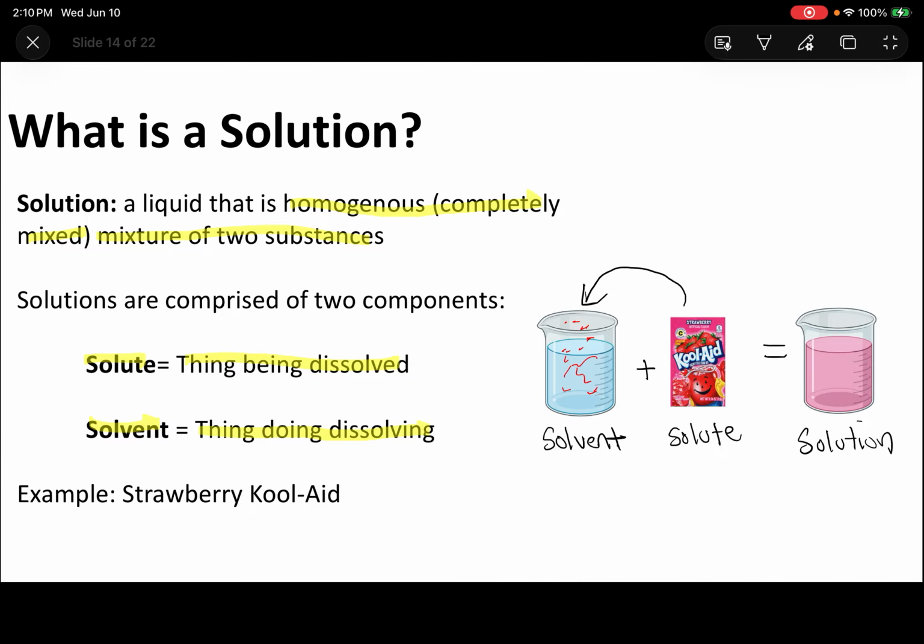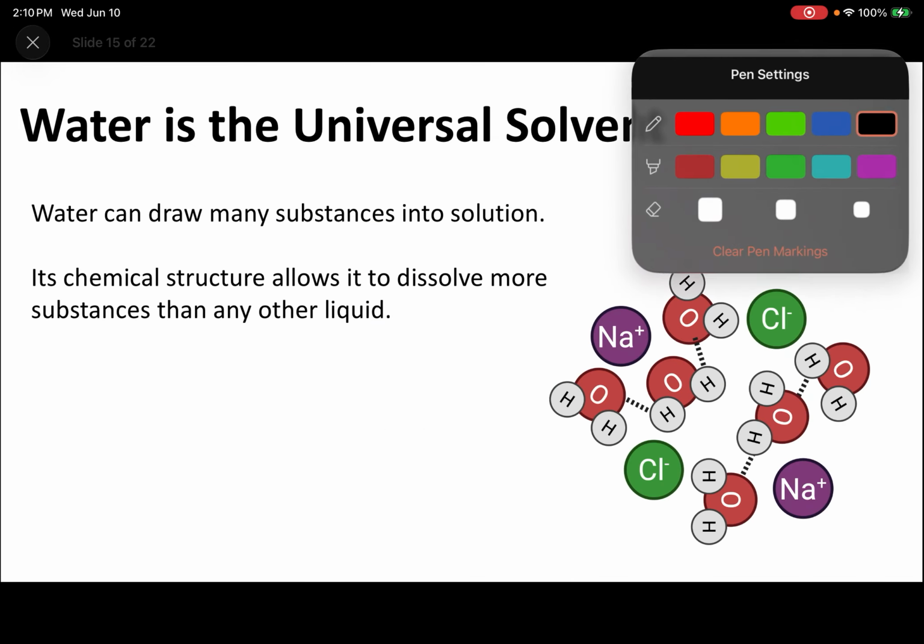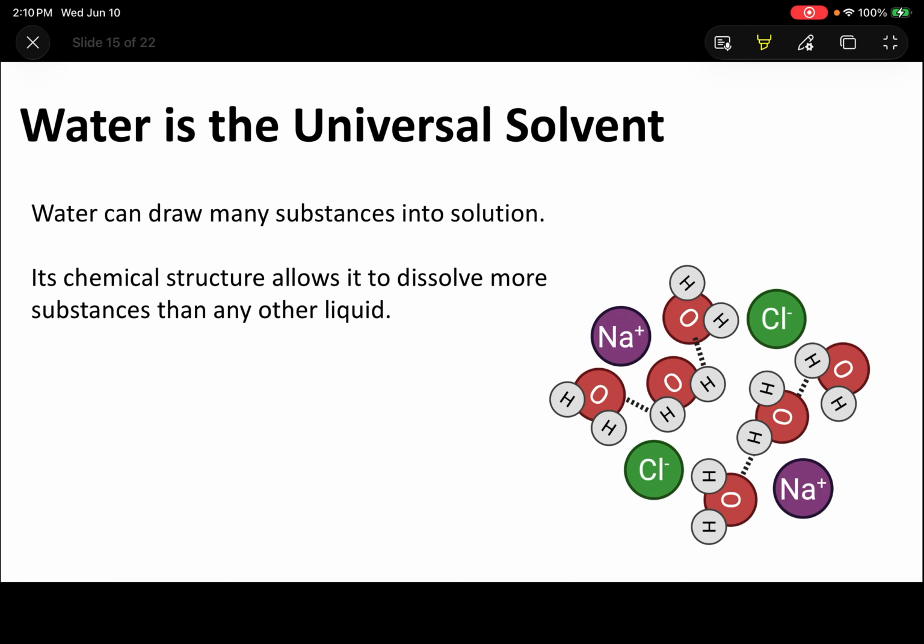So when I mention that water is a universal solvent, I mean that water is capable of drawing many different substances into solution. It is capable of dissolving lots and lots of types of substances. This is because it has a chemical structure that allows it to dissolve more substances than any other known liquid. Okay? So if we were to take other liquids, oil, other liquids we find on this planet, water is a universal solvent. It is incredibly good. It is able to dissolve more substances than any other liquid. And there are a couple of reasons for this.